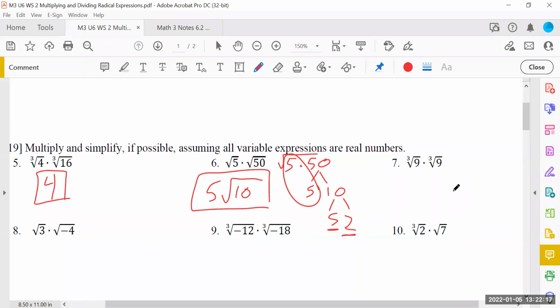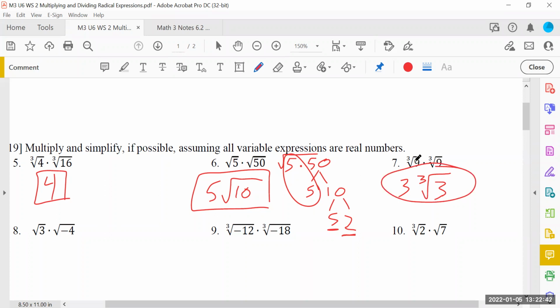Number 7 then, very similar to number 6. Christopher, did you get an answer for 7? Yep, 3 cube root of 3. Essentially, the 9 times 9 is 4 3s. You can take out one set of 3s, but you're going to have 1 left over. Any questions with those?